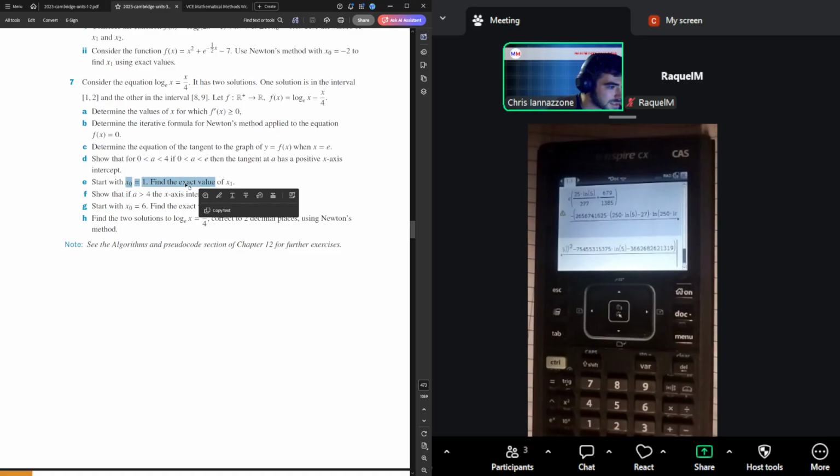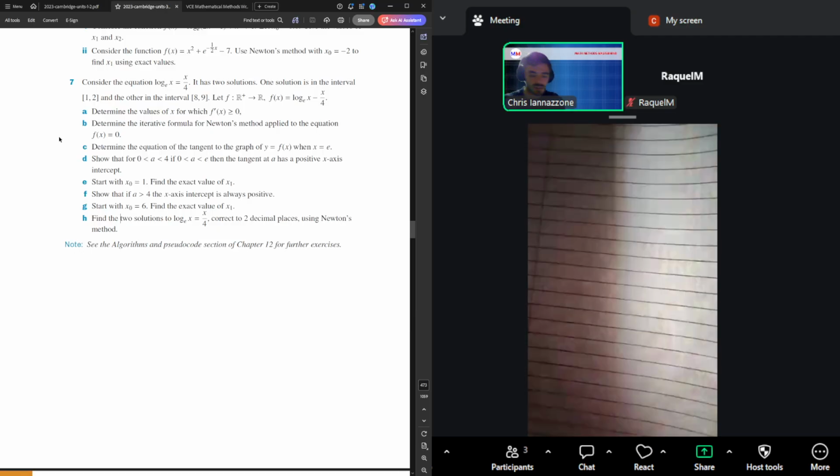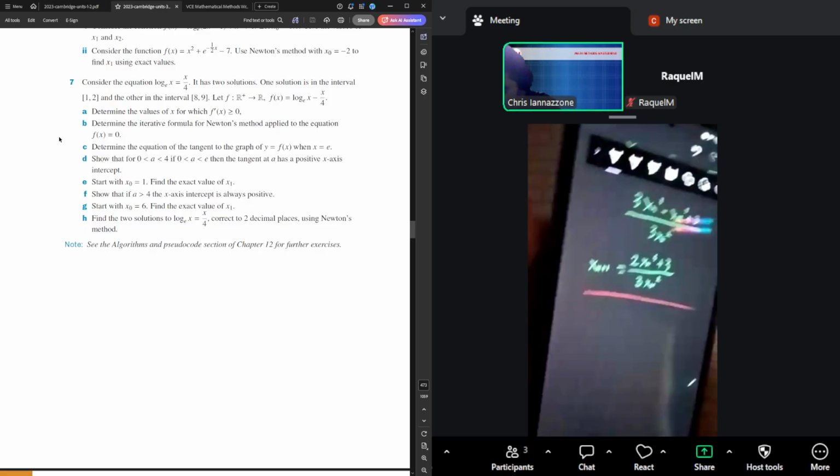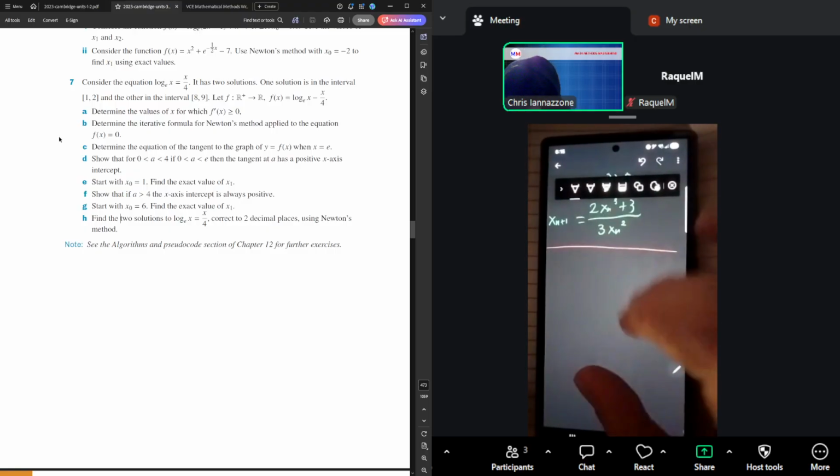Starting with that, get exact value, show that a is greater than 4. This might be a nice sequence to go down. Let's see where we end up with in question 7. It's kind of a blend between actually doing Newton's method and where it sort of came from, the theory behind it. At least that's what it looks like so far.